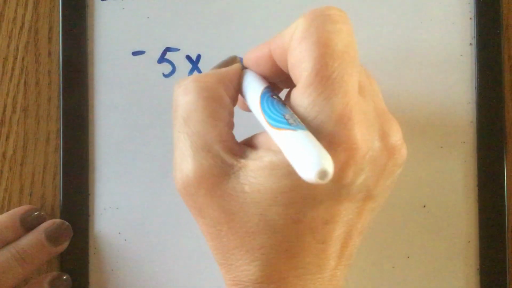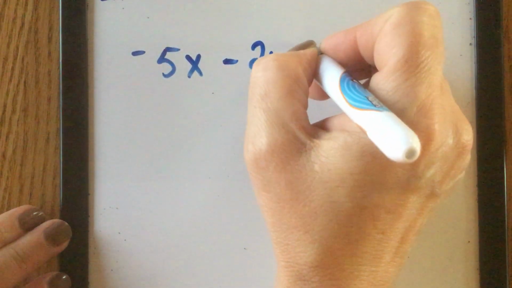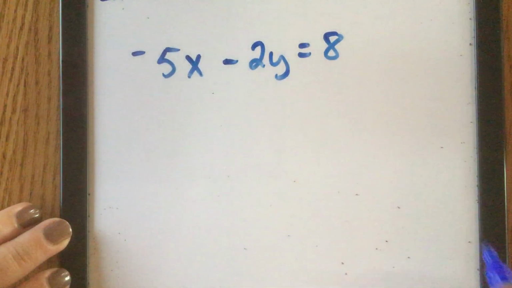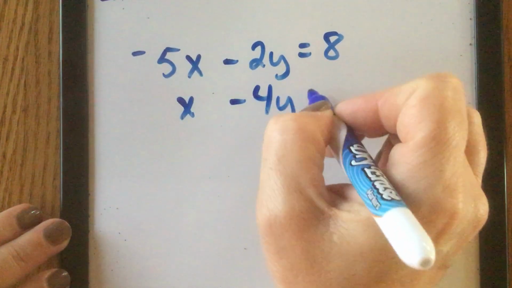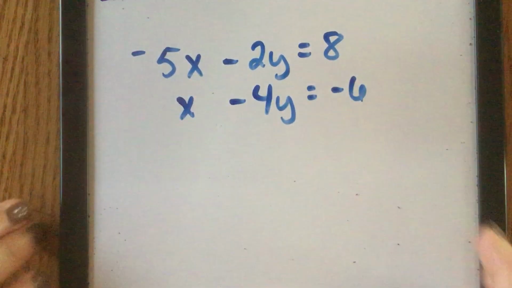We started out by just adding them together, and then we had to multiply by a negative 1, and now we have to multiply by a different number. So let's find a good one here. Okay, this one has a couple of choices. Negative 5x minus 2y equals 8, and then x minus 4y is equal to negative 6.